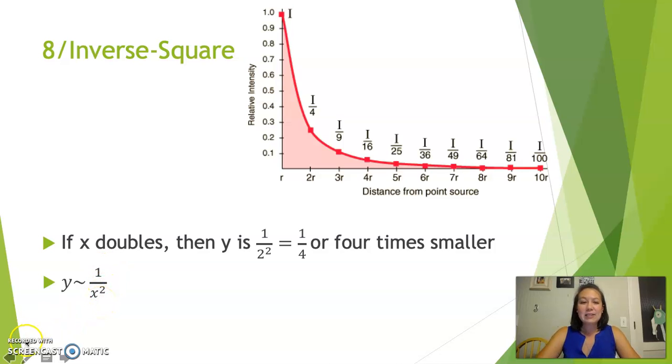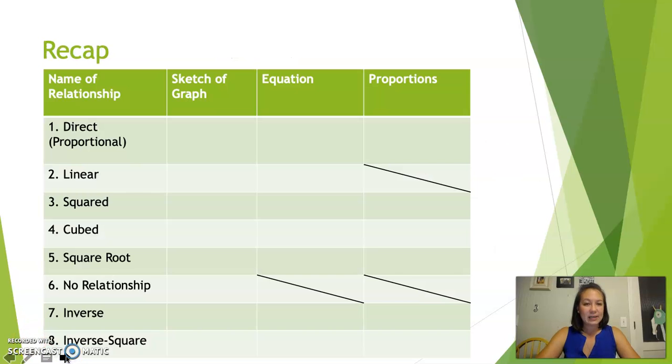So what I would like us to do is let's review, recap all of our relationships. At this point in your notes, you should have 8 relationships down. Number 2, linear, doesn't have a proportionality statement because it doesn't go through the origin. No relationship has no equation and no proportions, but the rest should be filled out at this point. If you don't have it done, feel free to rewind, recap this video, or chat with the other people in your group and maybe they can send you the thing that you're missing. Okay? So make sure you've got this before you move on to the next thing. Good luck!